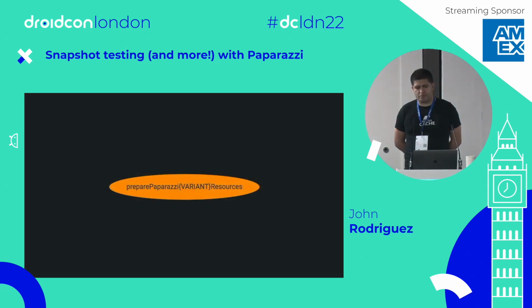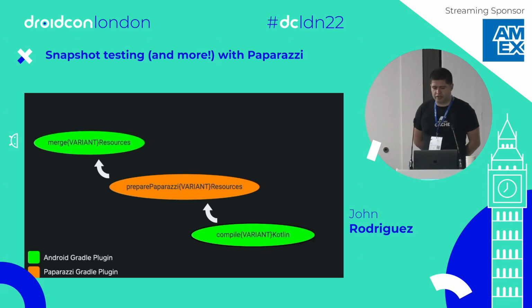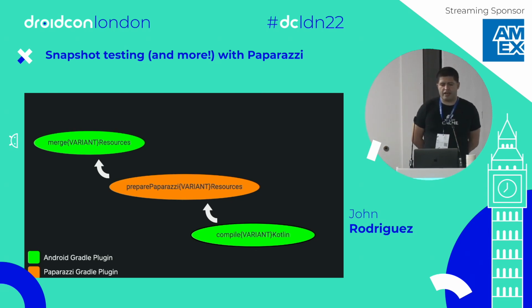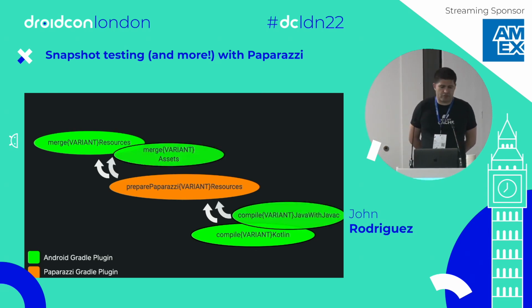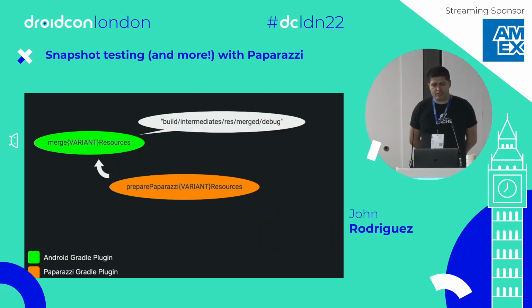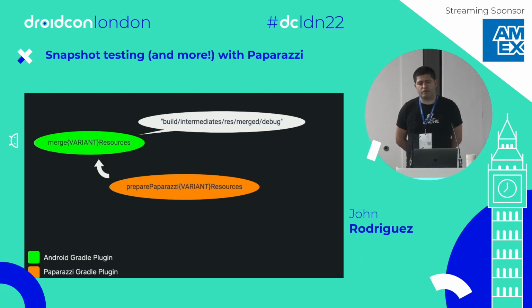we use the Android Gradle plugin in order to get those bits. And so one of the things that Paparazzi provides is a Gradle plugin that hooks into the Android environment, specifically looking at the compilation of code and the merging of resources, and wires itself between those two tasks. It does similarly for Java and assets. Once it does that, it looks specifically for where the resources wind up.